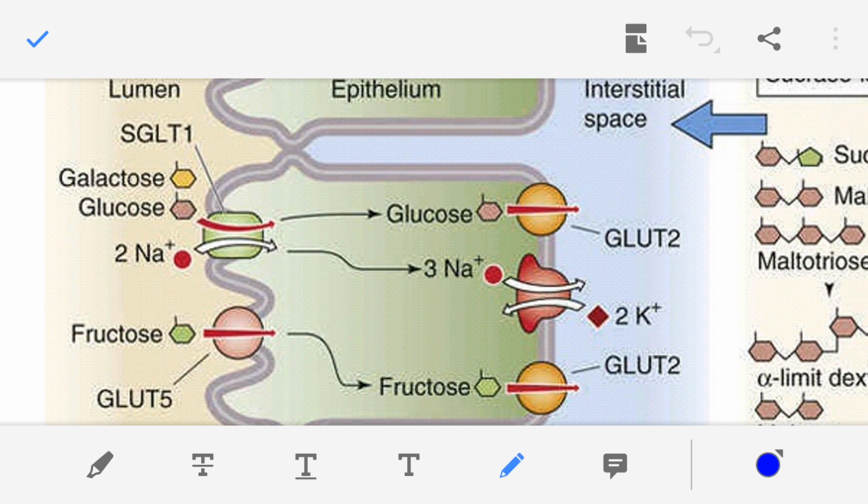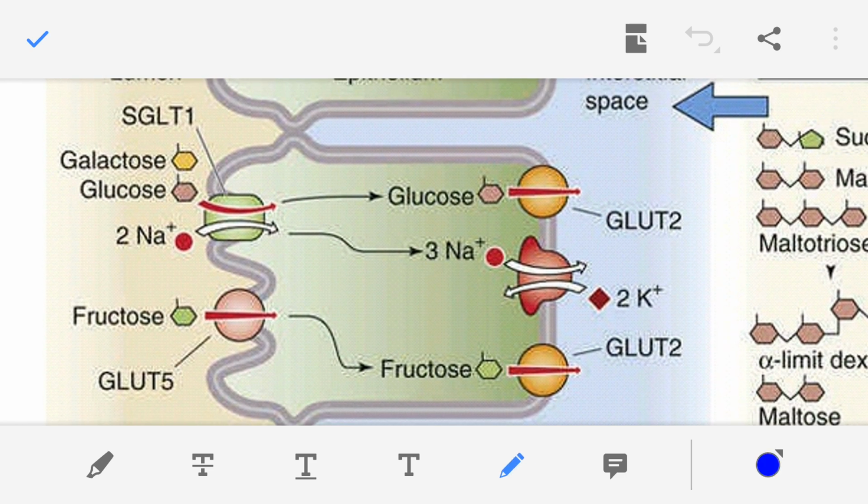So here this is the lumen of the small intestine, and this cell is the small intestine epithelial cell, the enterocyte cell. Here you can see the glucose molecule in the lumen, galactose is there and fructose is there. Now in the brush border, the transporter molecule is SGLT1. We know the full form of SGLT1 is the sodium glucose co-transporter.